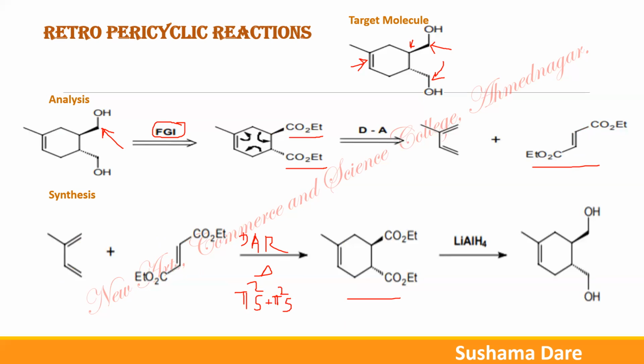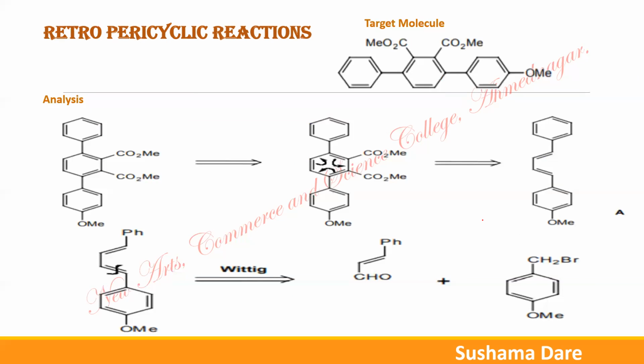Now, next is what? You don't want the COOEt group. Instead of that, you want a CH2OH group. So the ester group is reduced by lithium aluminum hydride, and it gives the target molecule. So the target molecule is obtained after the reduction with lithium aluminum hydride.